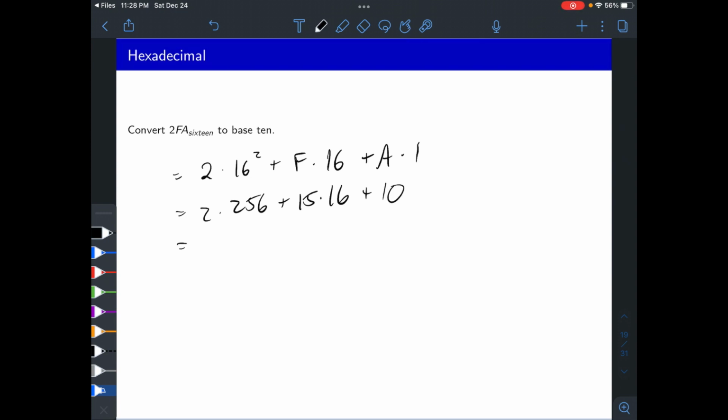So 2 times 256 is 512. 15 times 16, let's see, this is the same as 15 times 4 times 4. So that's 60 times 4, which should be 240. And then plus 10. So this is 512 plus 250, which is equal to 762, base 10.